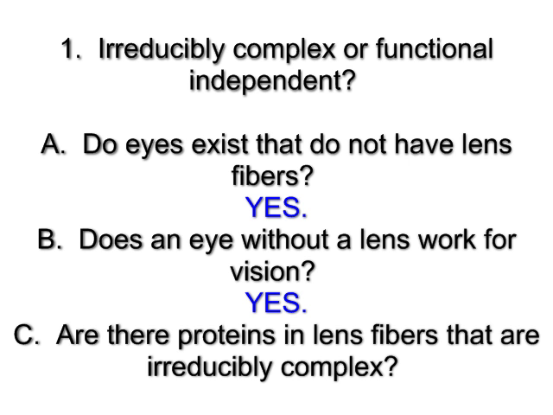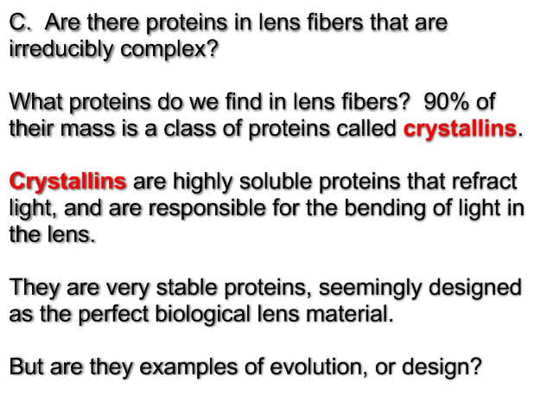Are there proteins in lens fibers that are irreducibly complex? That's the interesting question. What proteins do we find in lens fibers? Well, 90% of their mass is a class of proteins called crystallins. Crystallins are highly soluble proteins that refract light and are responsible for the bending of light in the lens. They are very stable proteins, seemingly designed as the perfect biological lens material.